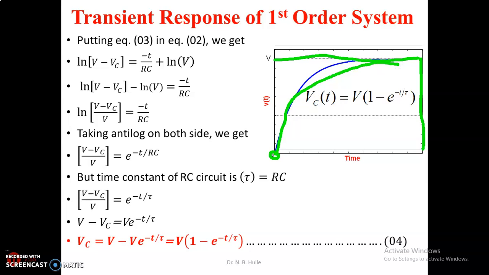That's why here the charging of the capacitor is expressed, that is Vc of t is equal to V into 1 minus e raised to the power of minus t by tau. And this is the expression for the transient response of the RC series circuit with source and having zero initial condition. Thank you for watching this particular video.